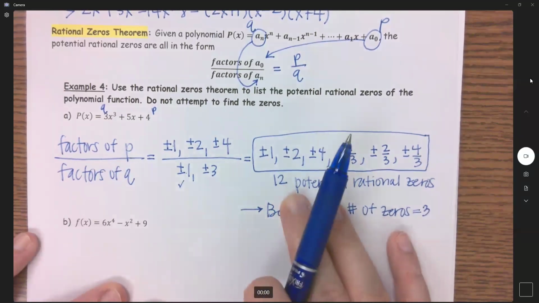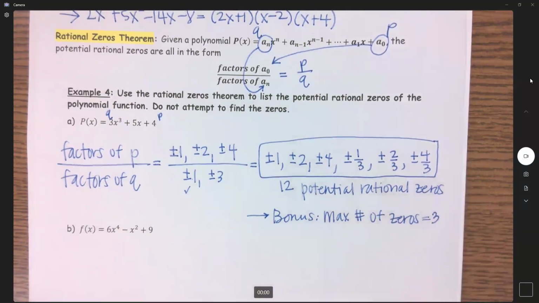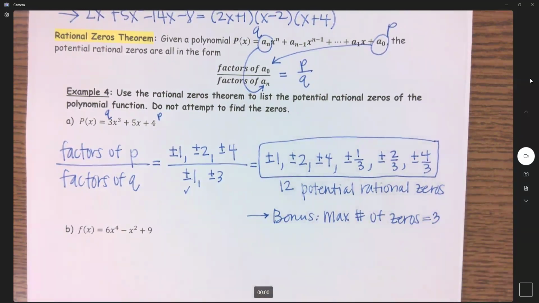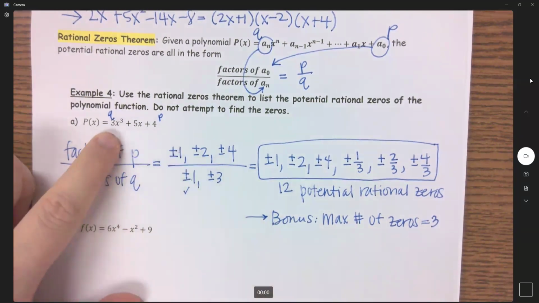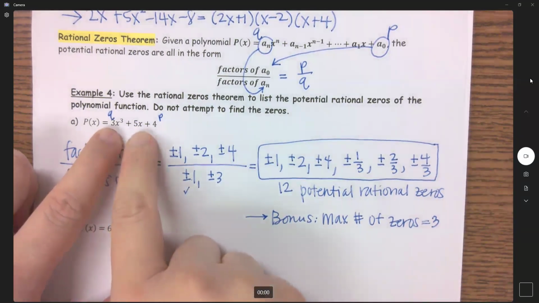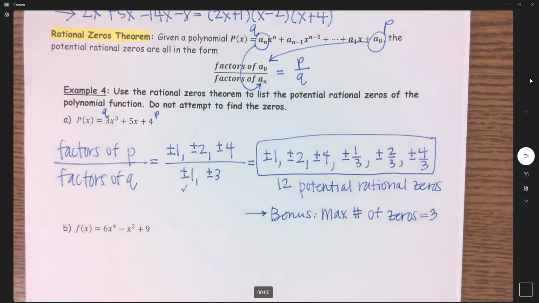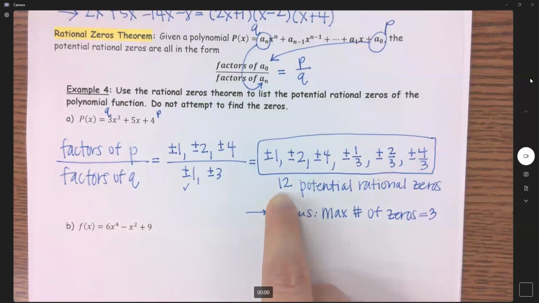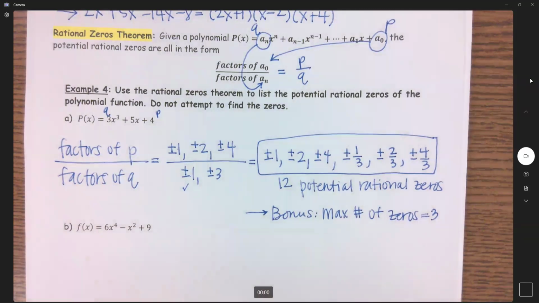So what this does right here is it gives me a good starting point. There is an infinite number of values that I can plug into this x, and I know that only 3 are going to work. So it takes our infinite pool of numbers and dwindles it down to 12. Now that's still not a small number, but it's a lot better than infinite, right?